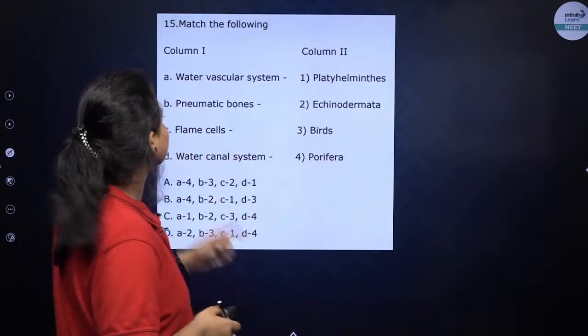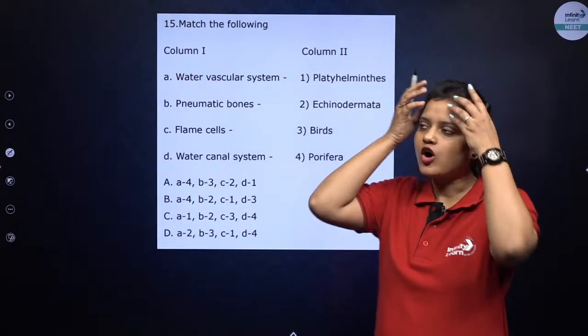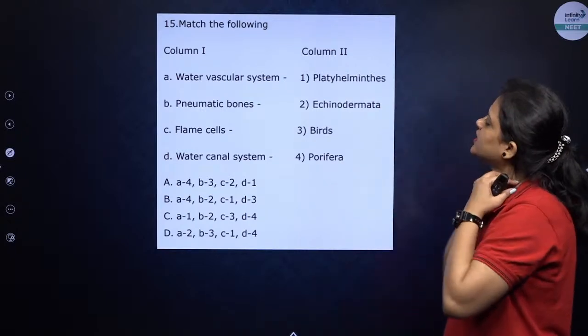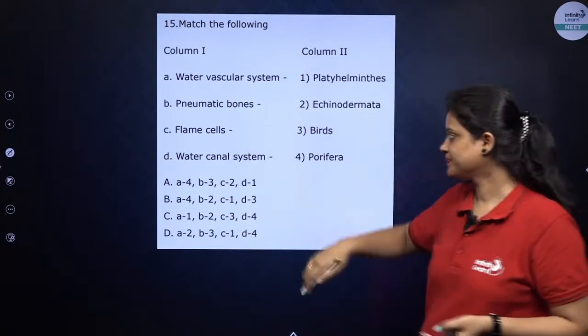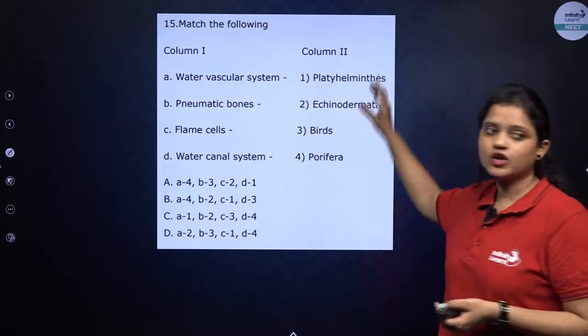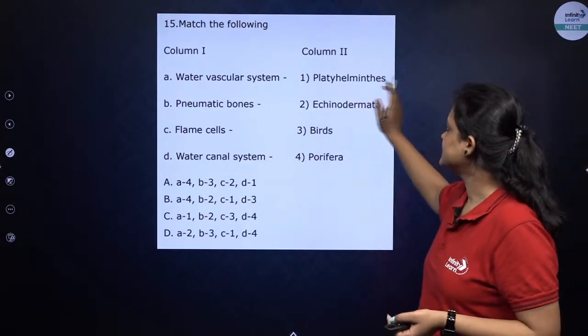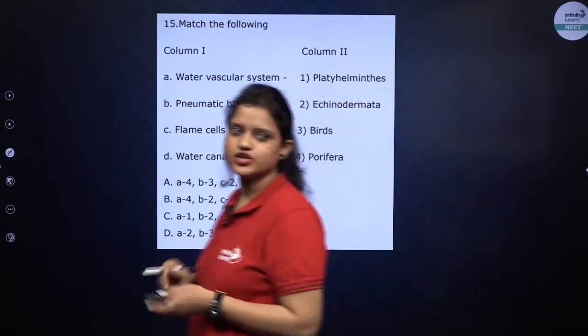Okay, next question, match the following. So we have column 1 and column 2 here. In column 1 we have water vascular system, repeatedly asked in NEET. Pneumatic bones, flame cells, water canal system. In column 2 we have platyhelminths, echinodermata, birds and porifera. फटाफट मैच करो.